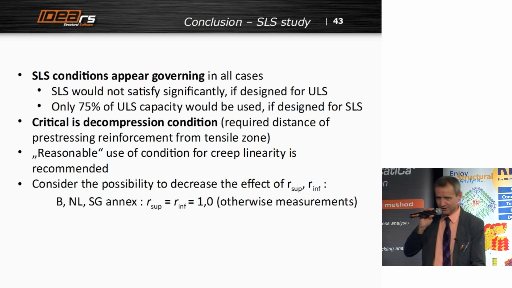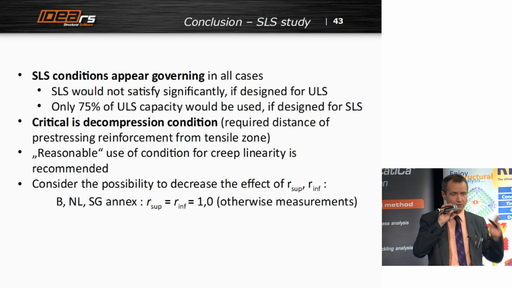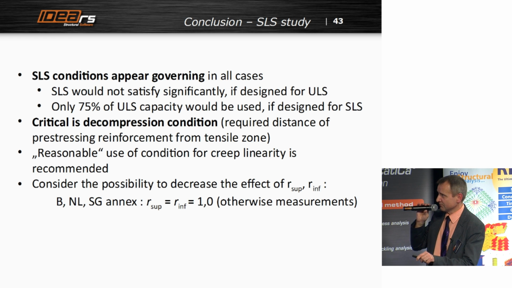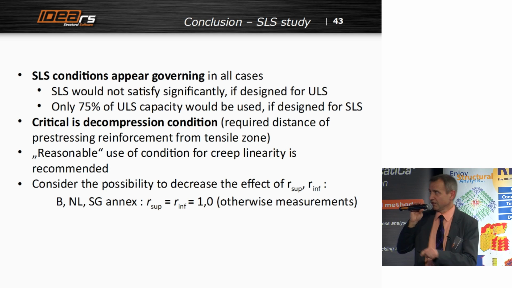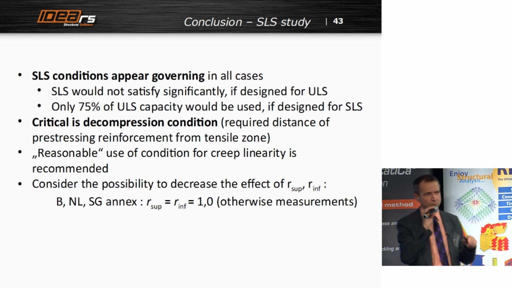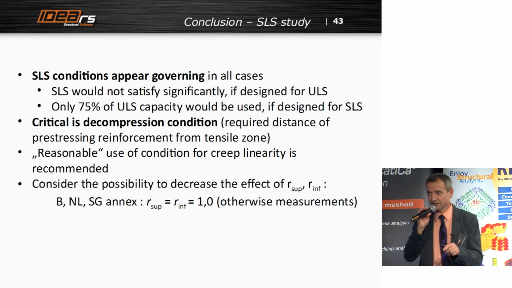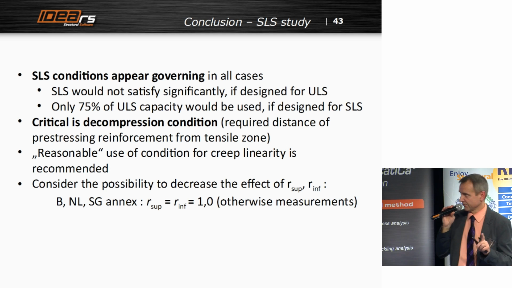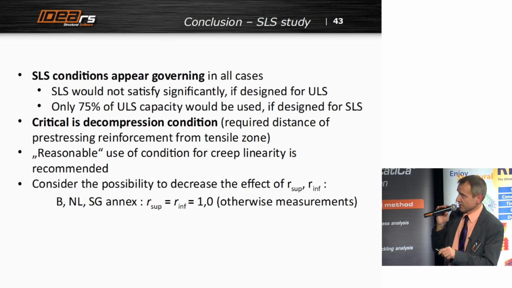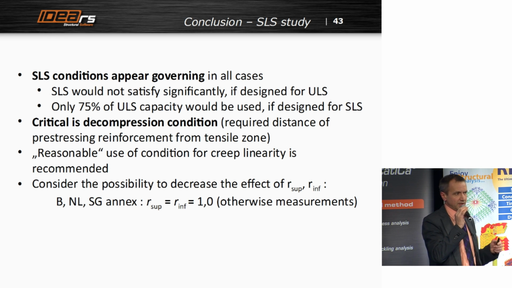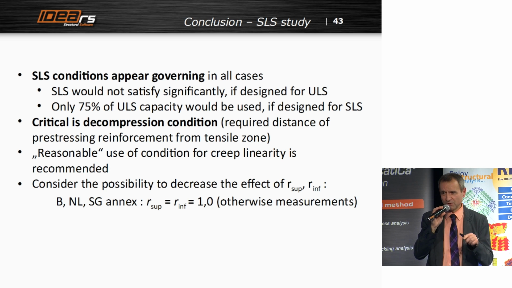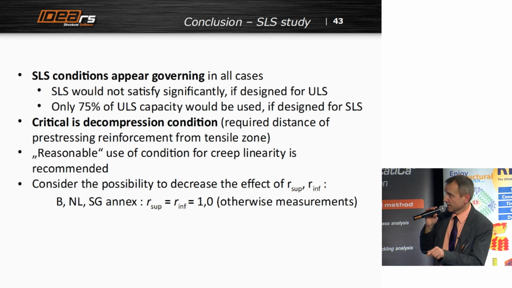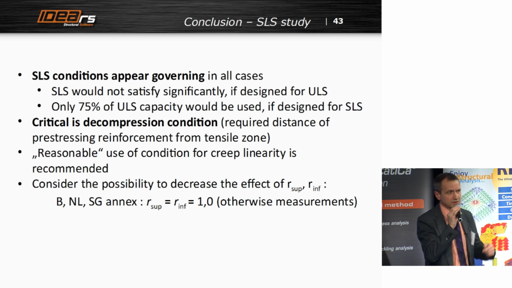The pictures which you didn't see should show you that SLS conditions appear governing, so they were critical for all cases. It was even so that only 75% of ultimate limit state capacity was used if you designed for SLS. So if you say, I will have 100% utilization for serviceability, then you get only 75% utilization for ultimate limit state in flexure. I am speaking about flexure, okay? On the other hand, if you design only for ultimate limit state, then all your beams would be unsatisfactory mainly for the decompression condition. This is actually what I explained, the required distance of pre-stressing reinforcement from the tensile zone. This is the compression reserve.